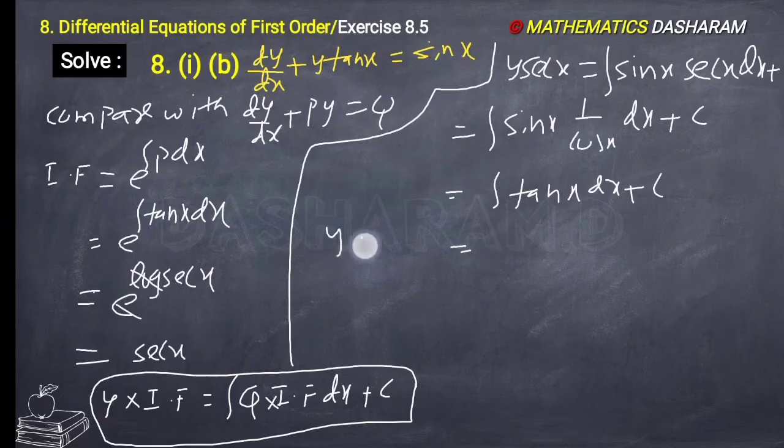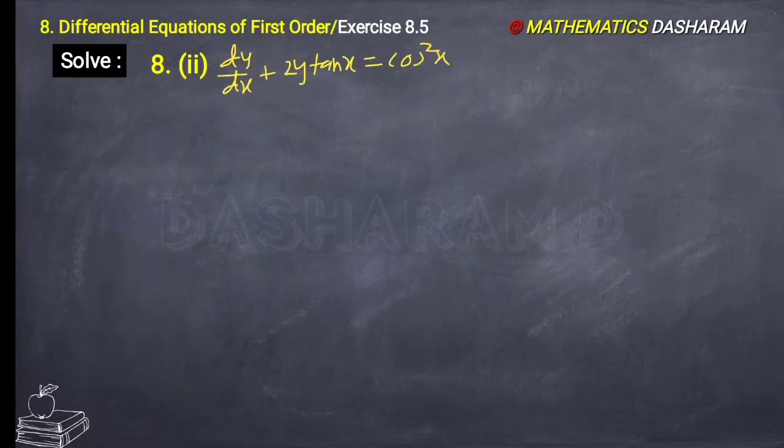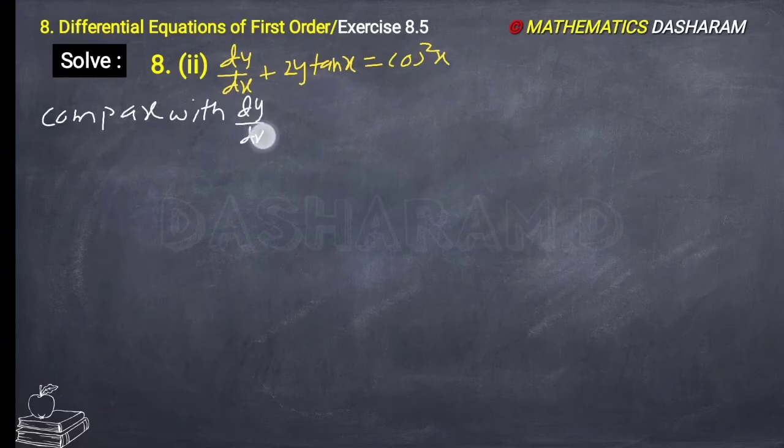So y into sec x equals integration of tan x, which is log sec x plus c, is our required answer. Second question: dy by dx plus 2 into y tan x equals cos square x. Compare with dy by dx plus p into y equals q. Here p value is 2 tan x and q value is cos square x.